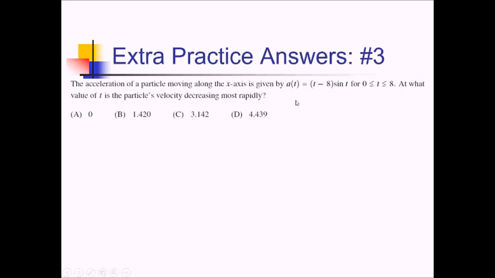But doing it the longer way that you could use on a free response problem as well, we would find A prime of t to get some critical values, and then we would test those along with the endpoints 0 and 8 in the A of t function.